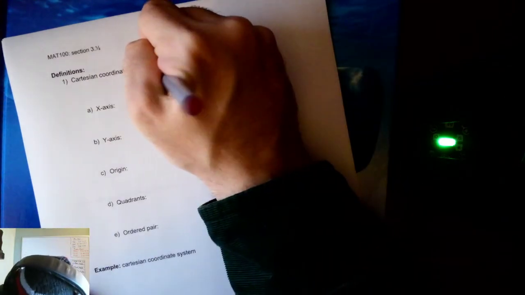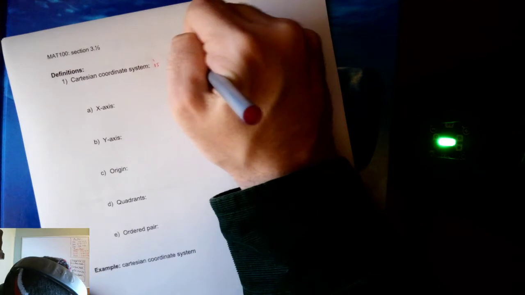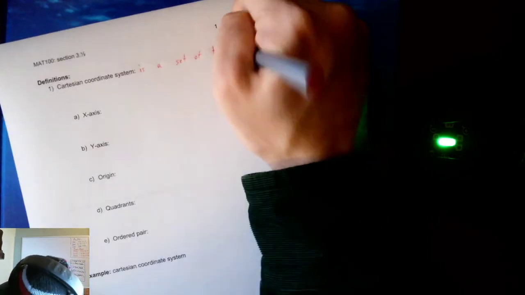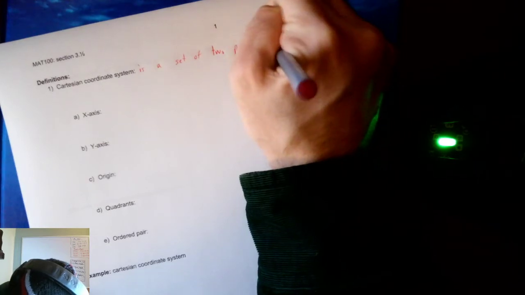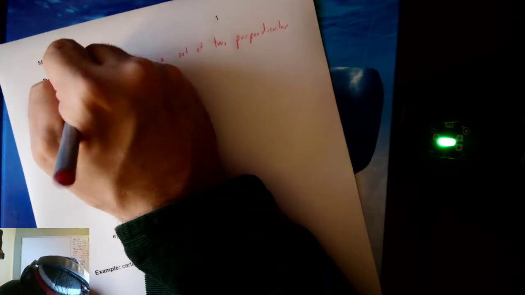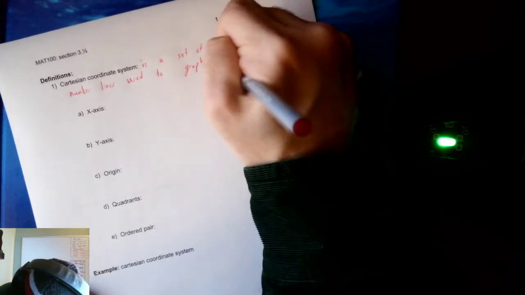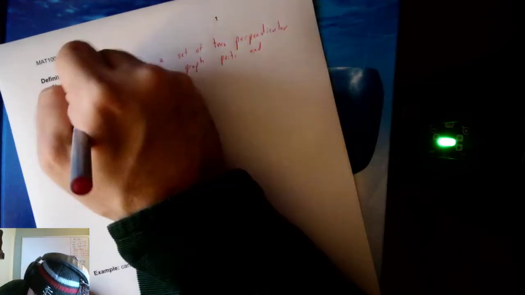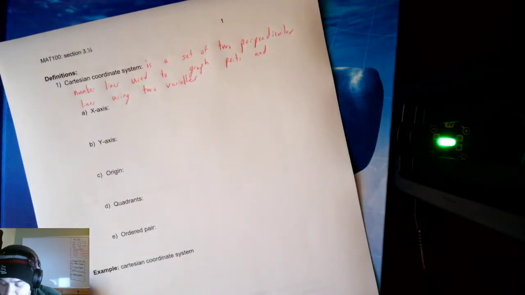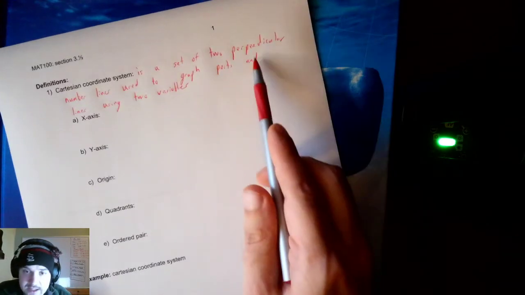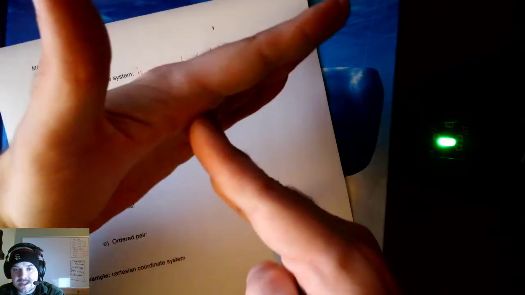The Cartesian coordinate system is a set of two perpendicular number lines used to graph points and lines using two variables. It's a set of two perpendicular number lines used to graph points and lines using two variables. Perpendicular, in case you need a reminder, means they meet at 90 degrees, right?